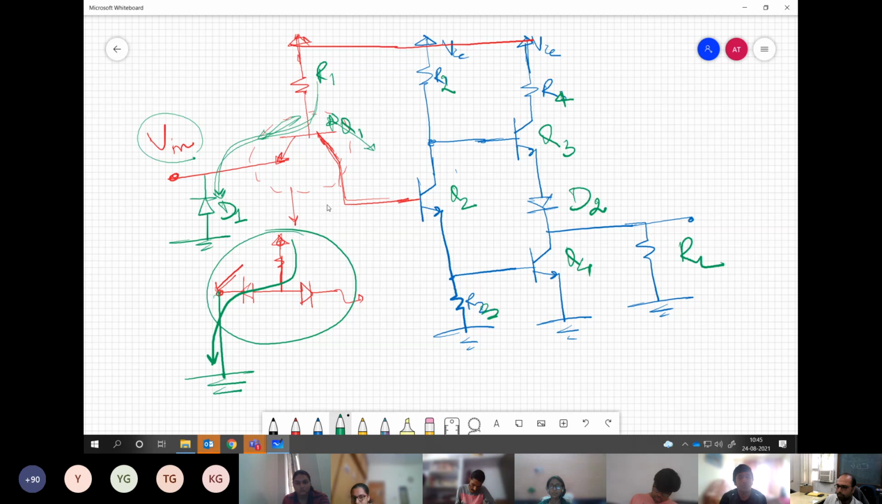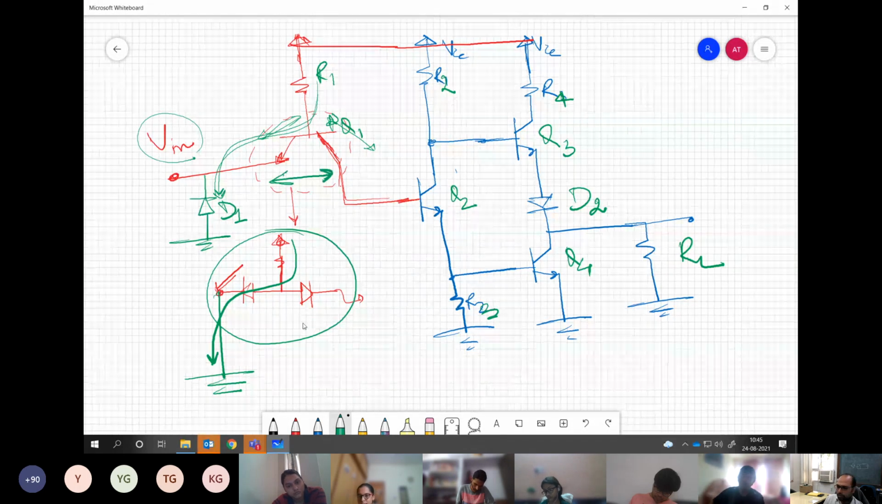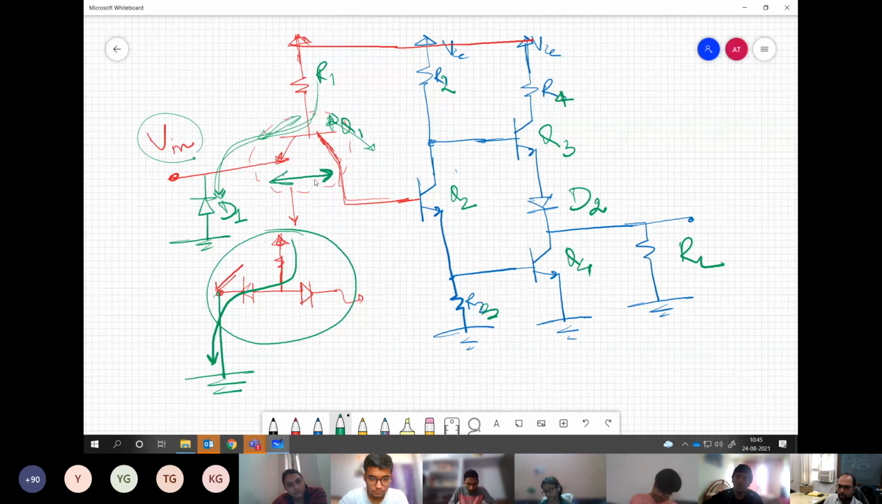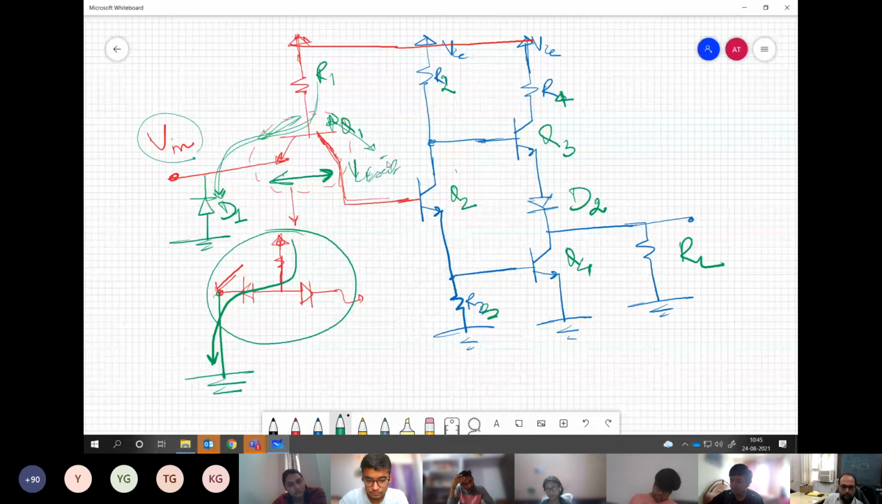Yes or no? Now, if base current is flowing into the transistor and the current is sufficiently high, what will happen to this transistor? What will be the voltage across this? VC sat. Yes. So something like 0.3 volts.